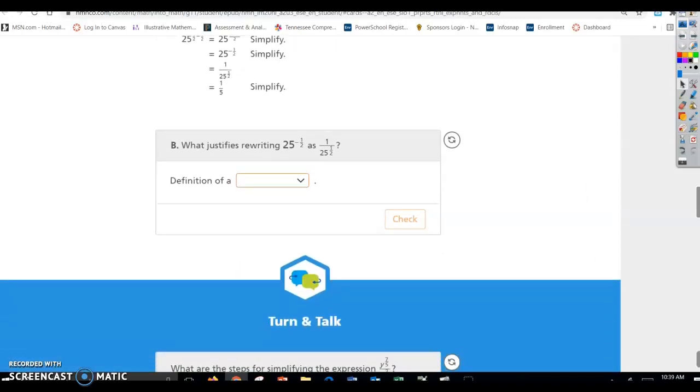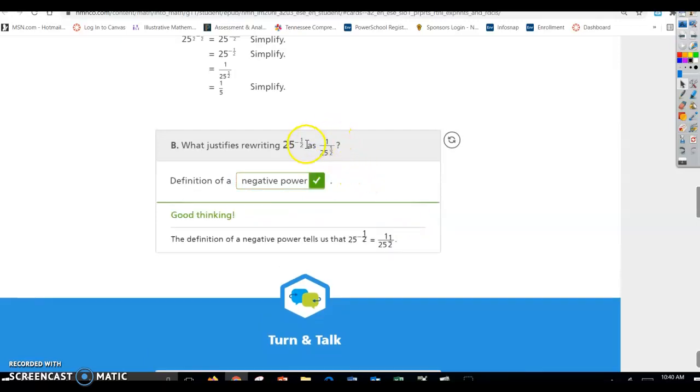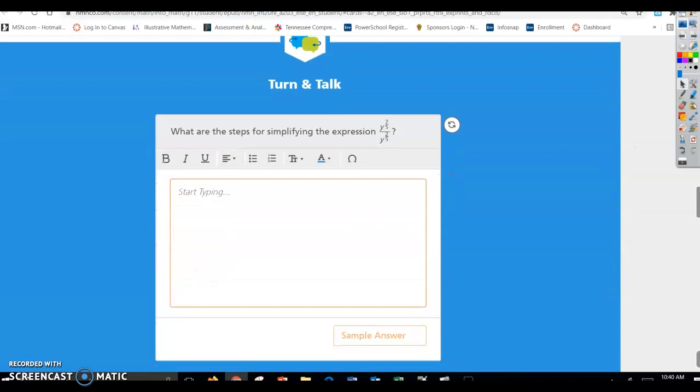All right, what justifies rewriting 25 to the negative 1 half? All right, here you have a negative exponent. So a negative exponent is the same as a negative power. So the negative power tells you that you can rewrite that as 1 over 25 to the positive 1 half power. All right, what are the steps for simplifying the expression?